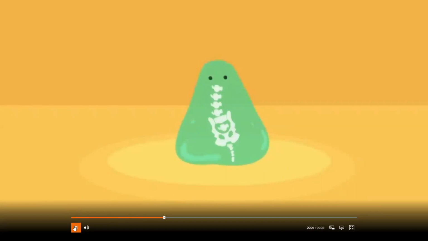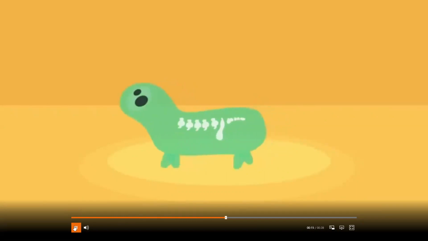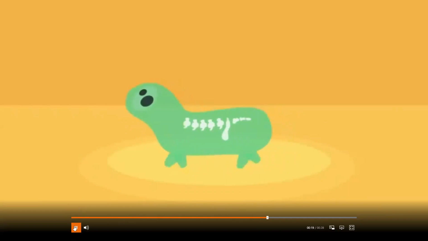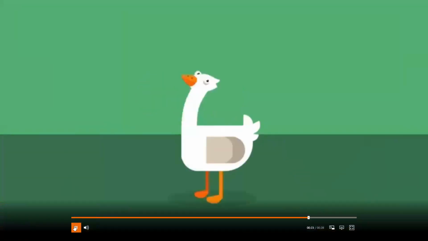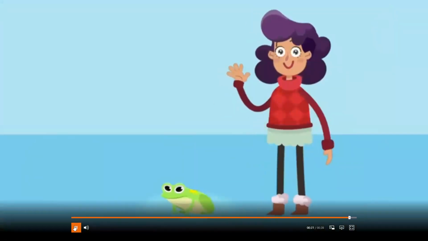This is Blob. Blob can't do much, like lift his own head. He doesn't even have a head. If Blob had been born with a spine or backbone, he would have been a vertebrate. If we give Blob some legs and a head, then he can start to move about. There are lots of vertebrates in the animal kingdom. They include dogs, lions, ducks, frogs, and of course, you.